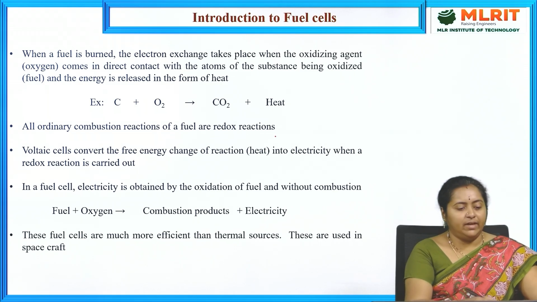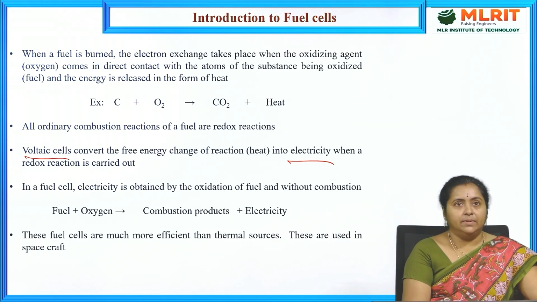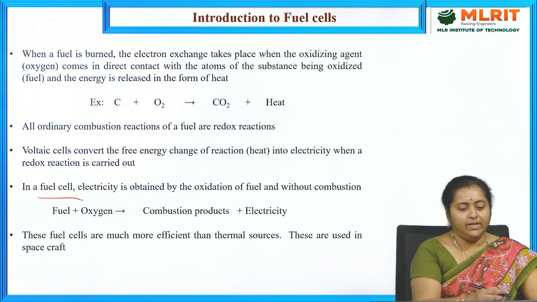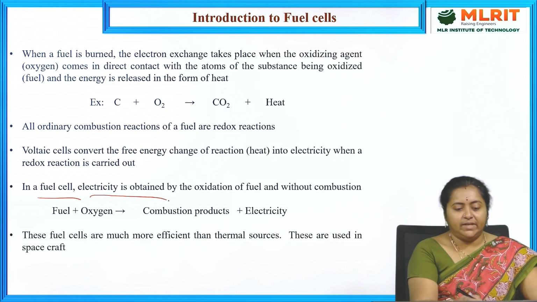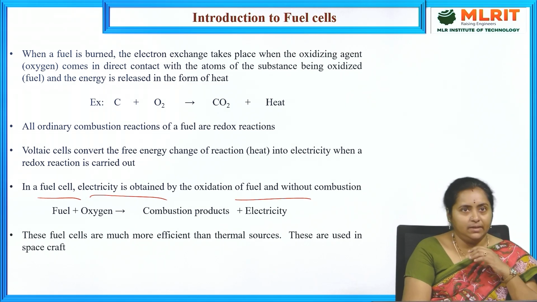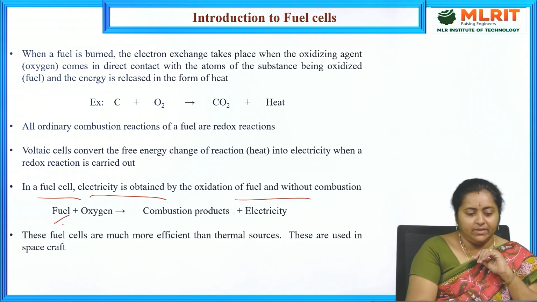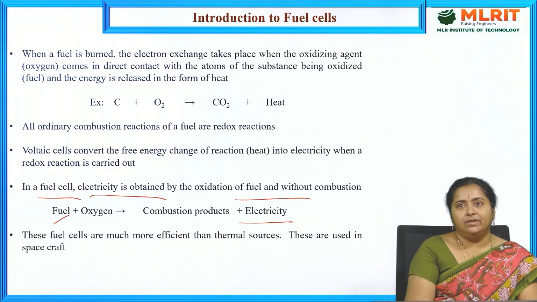In the same way, a voltaic cell is able to convert the free energy of a reaction, that is heat, into electrical energy, for which it has to involve a redox system. So both are similar. If I use a fuel in a voltaic cell as one of the reactants, it is able to generate electricity due to the oxidation of that fuel without involving a combustion reaction. So if I treat this fuel with oxygen, it is able to release energy in the form of electricity.